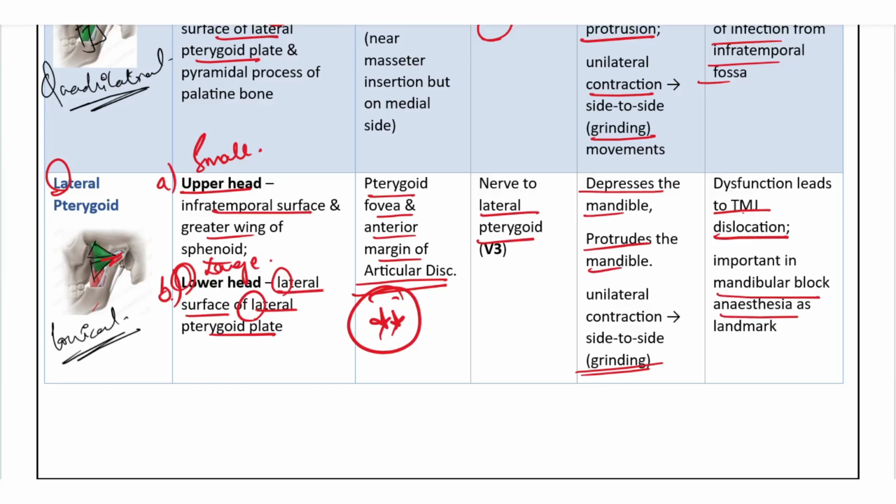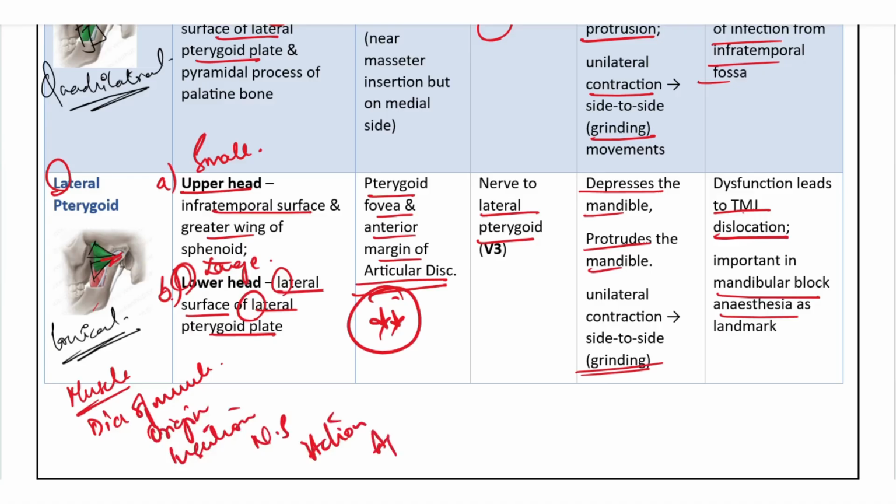So this completes your 10 marker. I know it's very short, I have summarized it. So whenever you're drawing, you can write it in separate paragraphs. First you will write about the muscle, then you draw the diagram of the muscle, then write the origin, then insertion, then nerve supply, then action, then write applied anatomy.